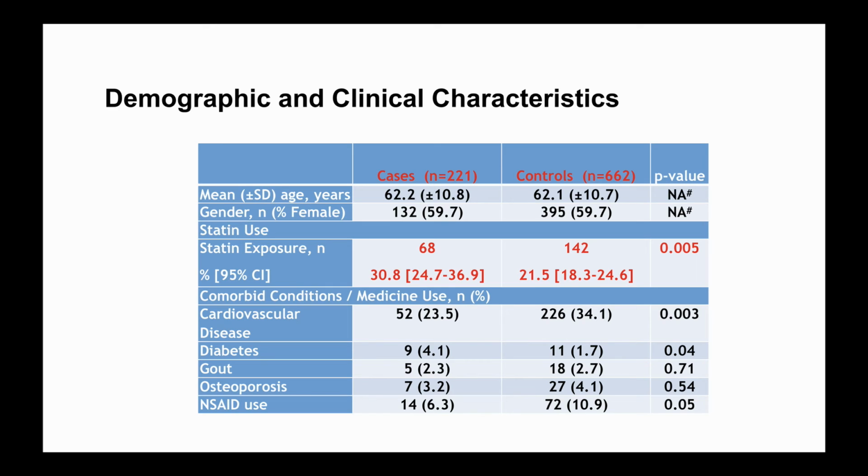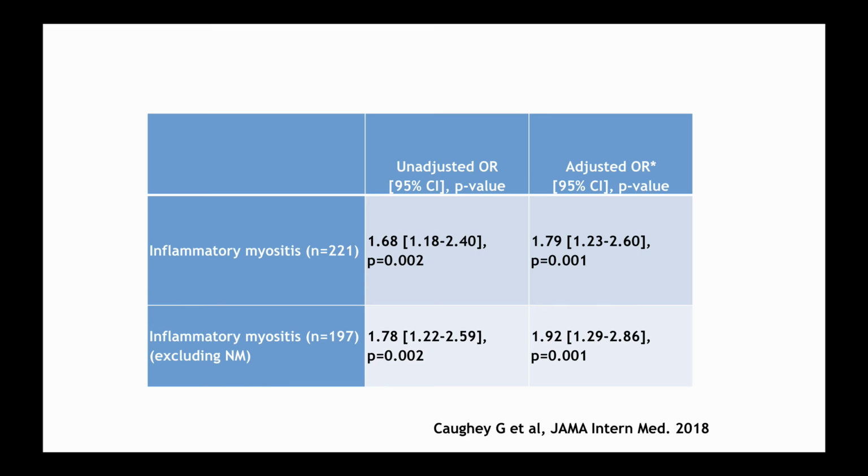We identified 221 cases and 662 controls were used. You can see the statin exposure documented in red here. So 68 of the 221 cases, so 30.8%, had been exposed to statins, whereas only 21% of the controls had been exposed to statins. And there was no difference in diabetes or osteoporosis or other cardiovascular risks. When we adjusted for cardiovascular risk, diabetes, etc., the adjusted odds ratio for statin exposure in inflammatory myositis was 1.79. And when we looked at inflammatory myopathies excluding the subset of NAM, the adjusted odds ratio was 1.92.